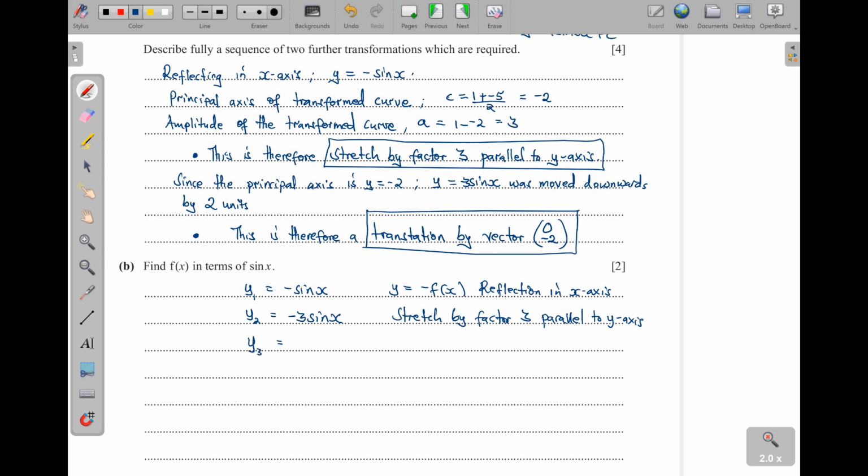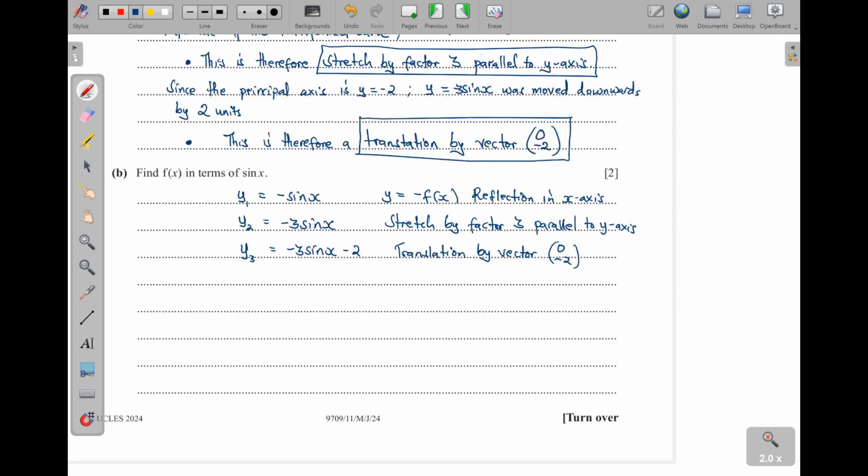Okay, what next? Now we translate with this one here. So we shall have this one here, then minus 2. Okay, that is the translation by vector 0, negative 2. So meaning that we shall have our f of x, which is going to be equal to minus 3 sine of x minus 2. That is that.